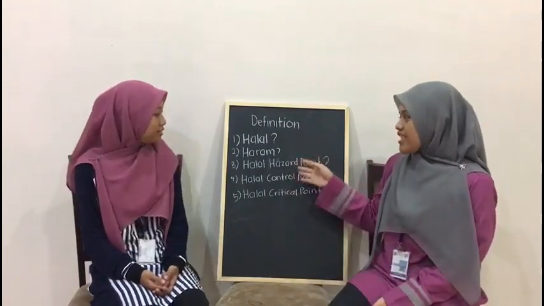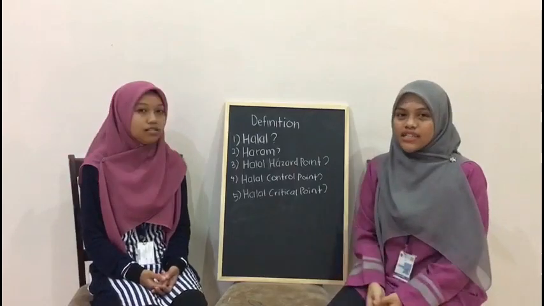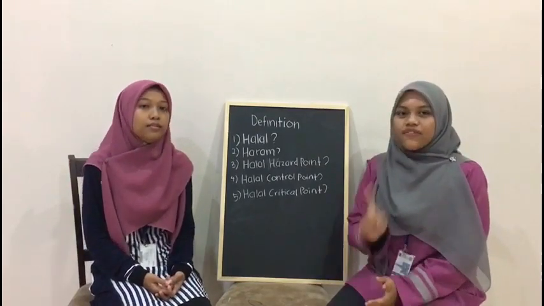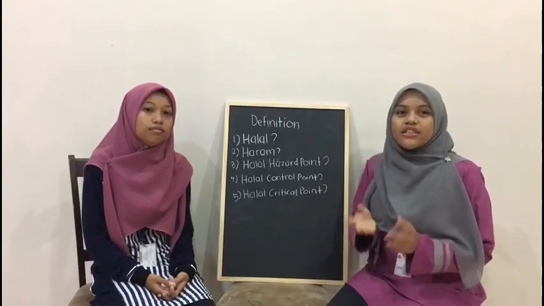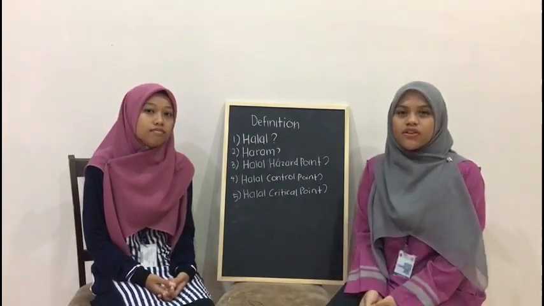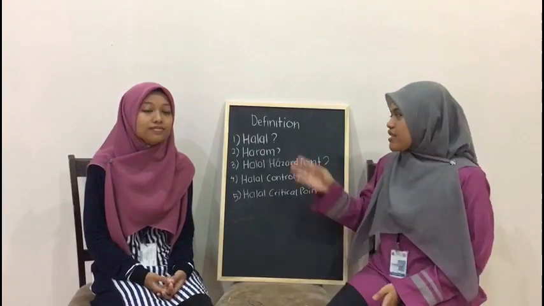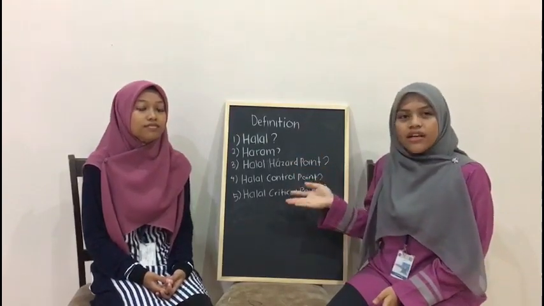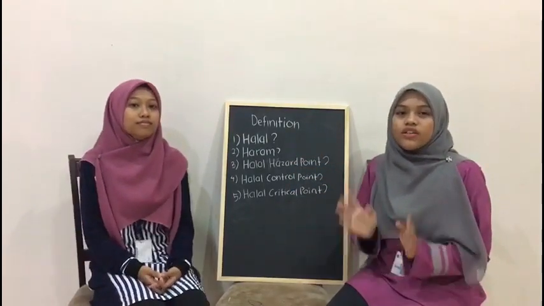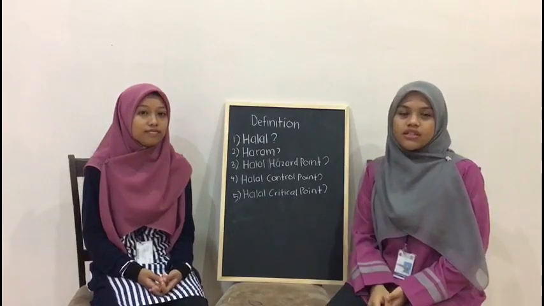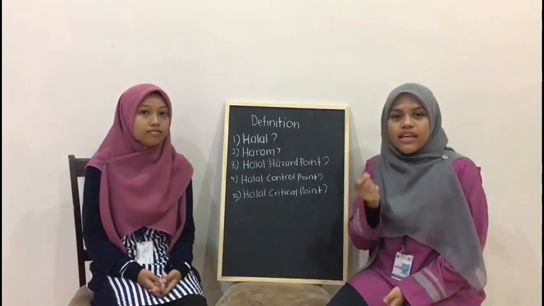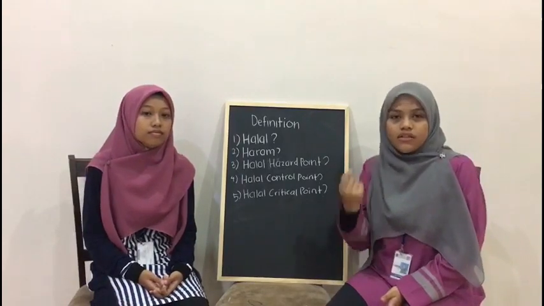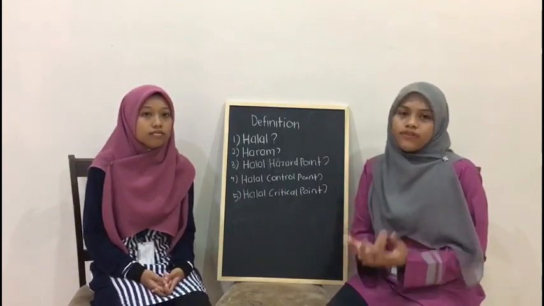So these are some terms that we will use in this presentation. The first term is halal. So what is halal? Halal is the foods that are permissible for Muslim consumption. The second term is haram. Haram is the foods that are not permitted for Muslim consumption. Haram can also be defined as any actions that are forbidden by Allah in the Quran or by the Prophet.